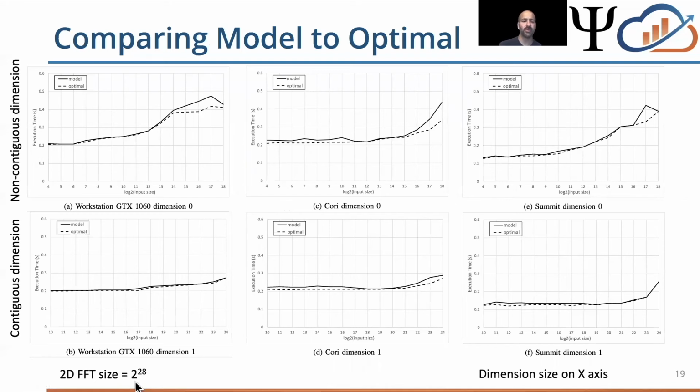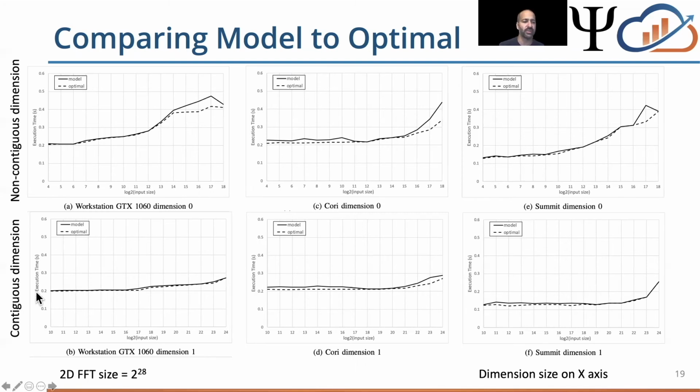What we did is we ran a 2D FFT of size 2 to the 28 elements, and the dimension size of the axis that I'm looking at is on the x-axis here. We did a brute force comparison of the best parameters for each size, and then we looked at what the model would show and compared the two.